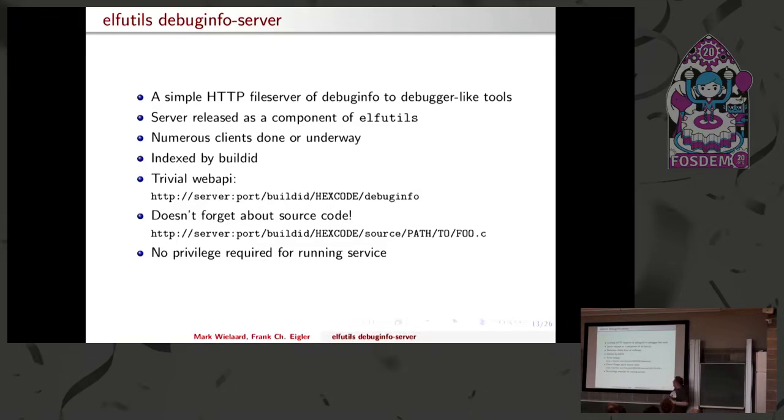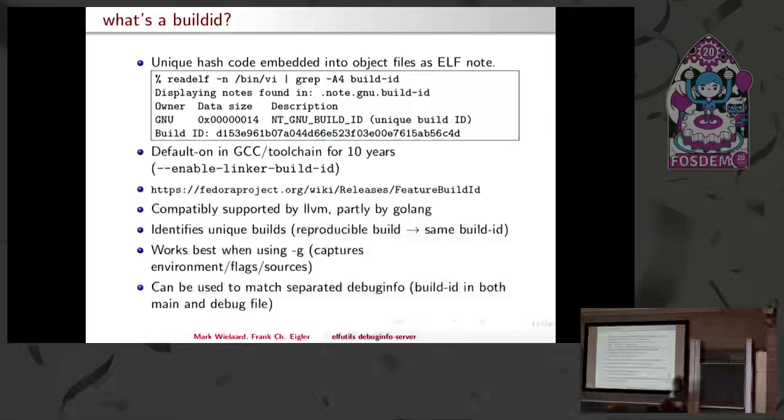They're all indexed by build ID. You can run it on any port, and the servers can federate to each other. So the build ID is kind of the thing that ties it all together. A build ID is a hex string, basically a hash over your whole executable.